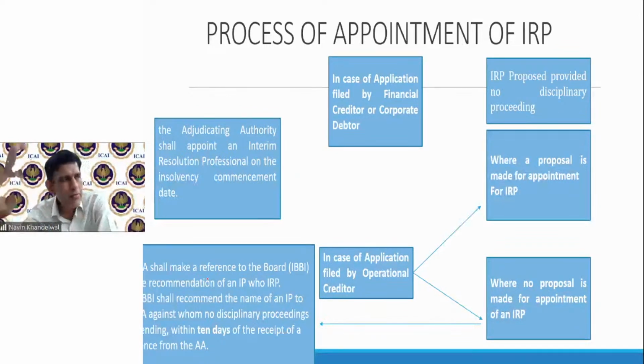Another exam related slide: Appointment of IRP. Very important. The exam questions will be: who appoints the IRP, who can be appointed as IRP, and till what period does the IRP hold the office? Three questions. And obviously there are the jobs and responsibilities of the IRP. So first question, who will appoint the IRP? The answer is the adjudicating authority.